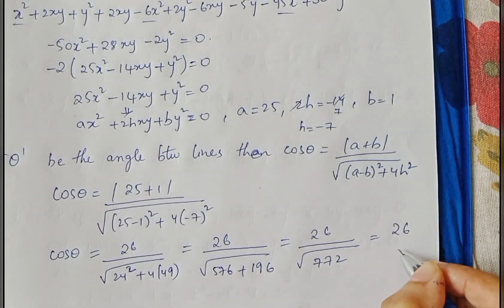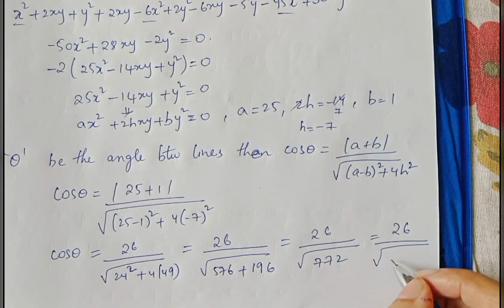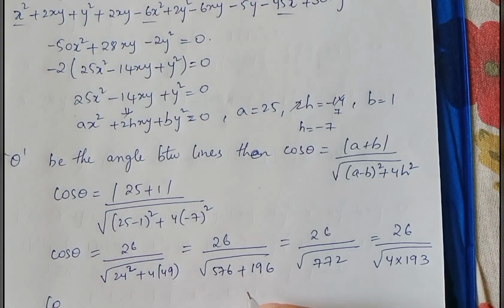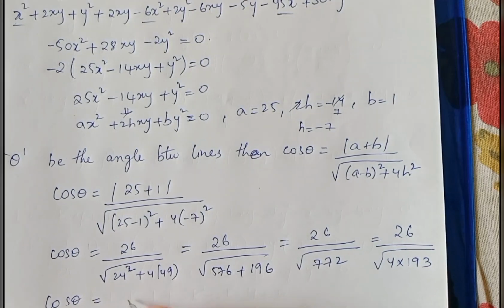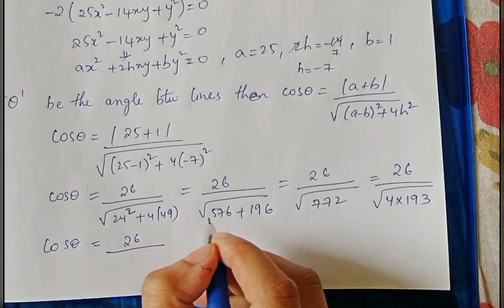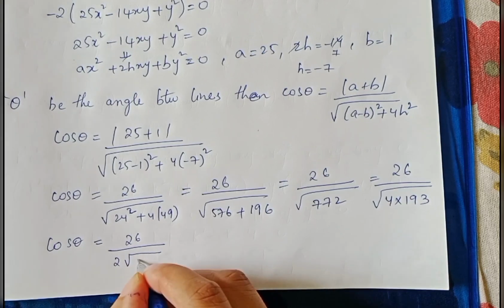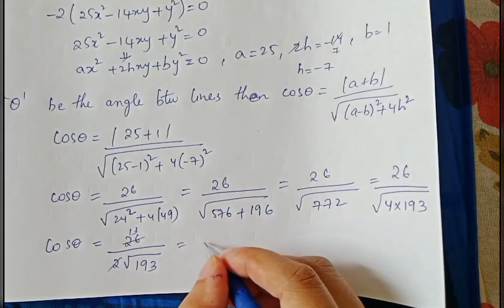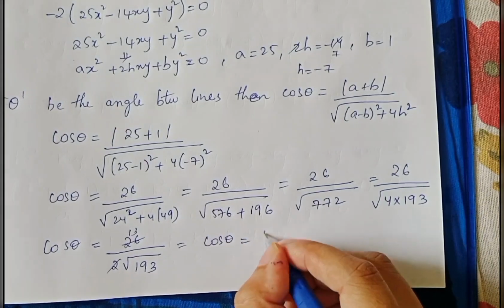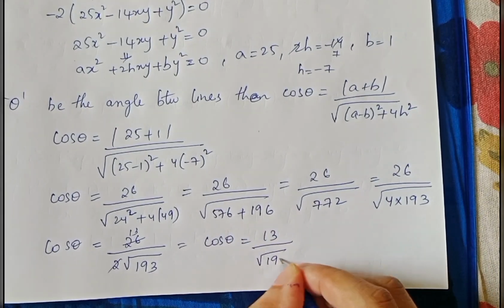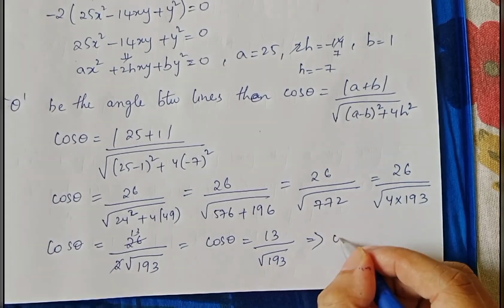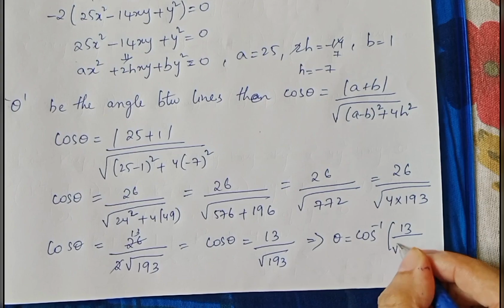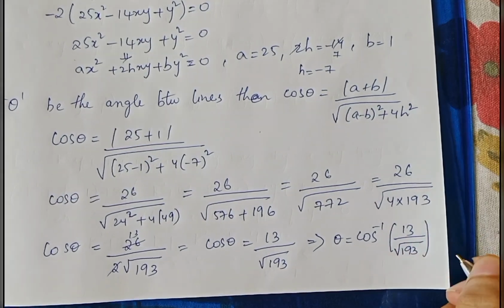This 772 can be written as 26 by root 4 into 193. So cos theta is equal to 26 by root 4, whose value is 2, so 2 root 193. The 2 ones and 2 threes give cos theta is equal to 13 by root 193. That can be written as theta is equal to cos inverse 13 by root 193.